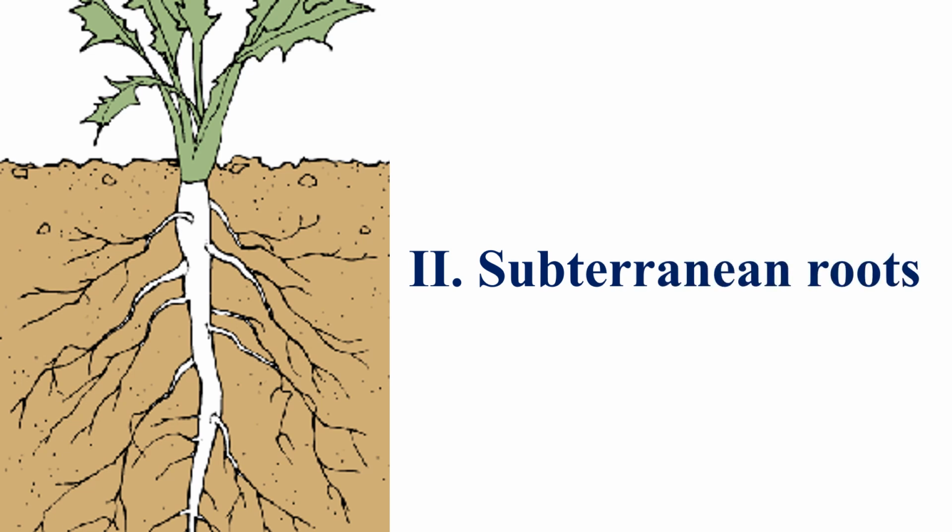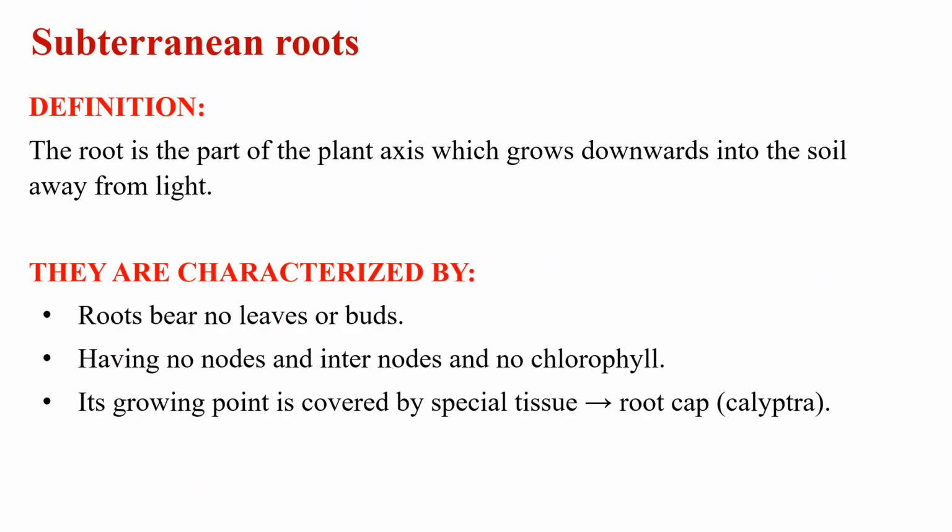The second part of this lecture, I will talk about the subterranean roots and what are the great differences between subterranean roots and previously described subterranean stems. Subterranean roots can be defined as a part of plant axis that grows downward in the soil away from the light, and they are characterized by these differences between the subterranean root and subterranean stem.